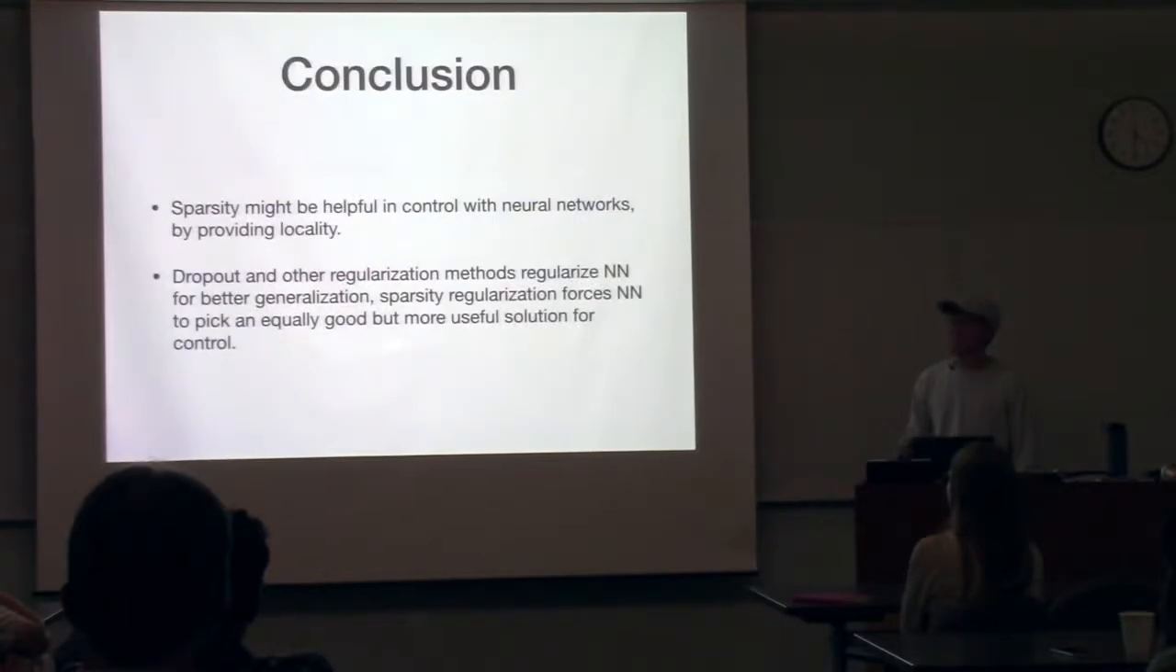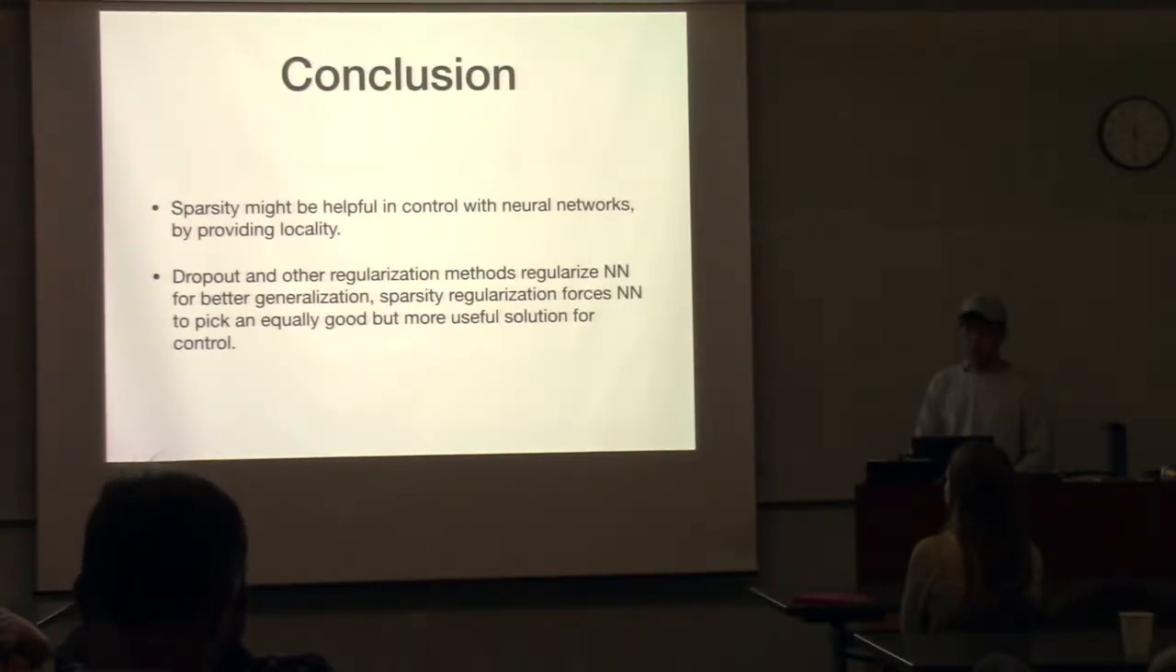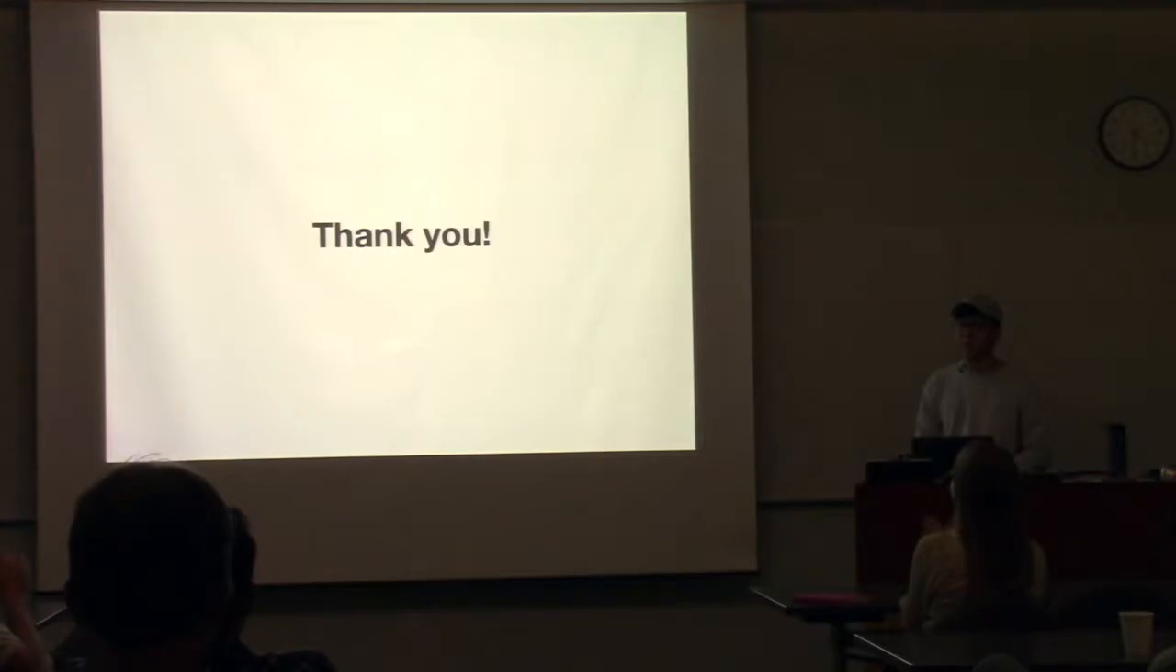So my conclusion is sparsity might be helpful in control if you are using neural nets, because it provides local features. Another point is dropout and other regularization methods regularize neural nets for better generalization, to prevent overfitting. But I think sparse regularization forces neural nets to pick another equally good but more useful solution for control. Right, so that's it.